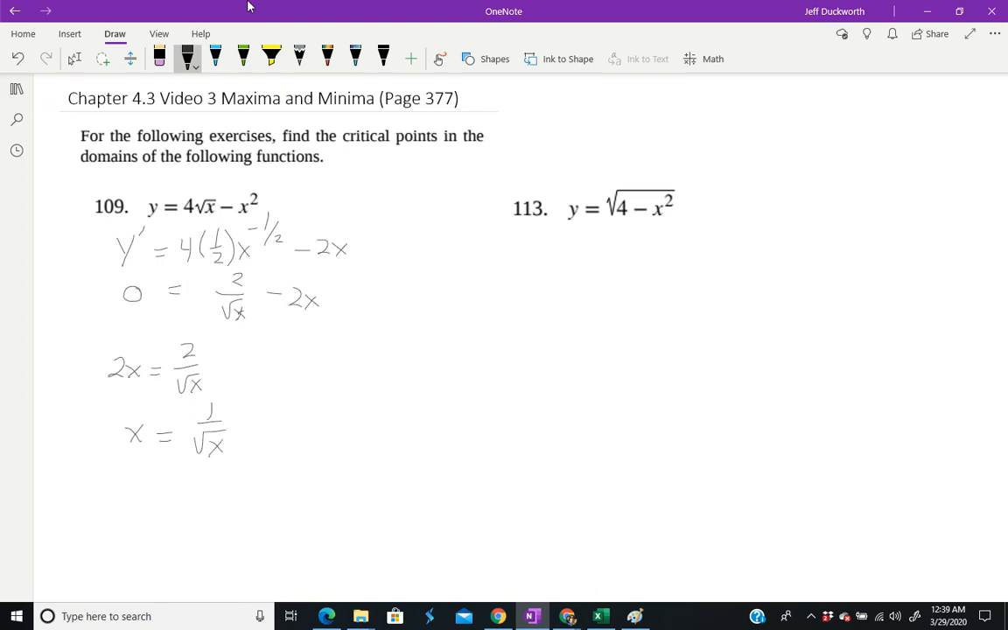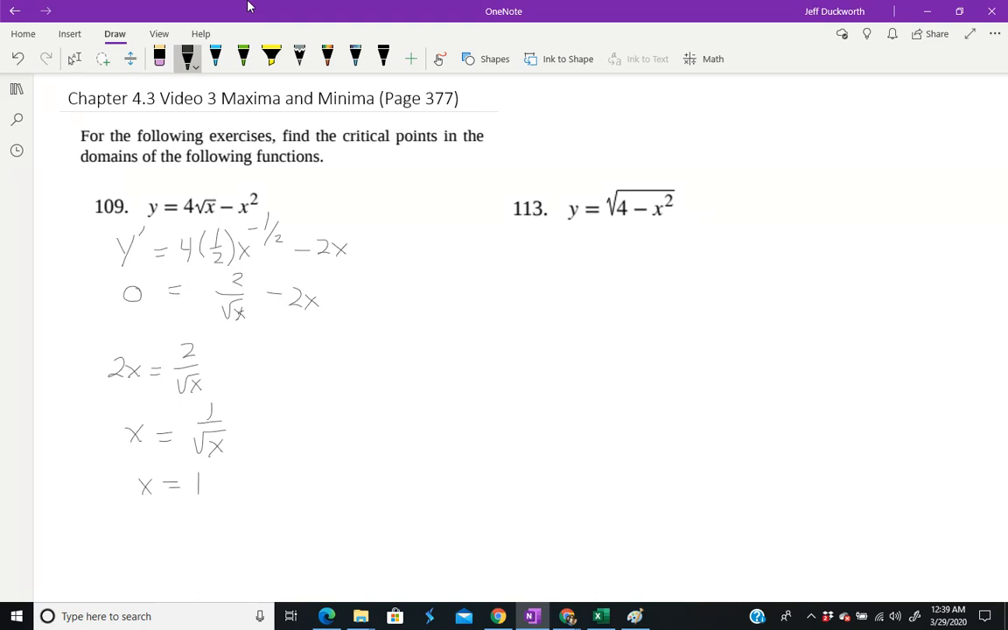And when can this happen? So when can x equal 1 over root x? Well, that's only going to work when x is equal to 1. So here we know that x equals 1, and there's no domain problems. We've got square root of x is fine at 1, x squared is fine at 1, so that is our solution.